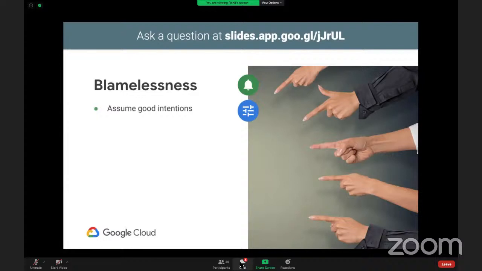In a culture of blameless postmortems, there is a basic assumption that people involved are acting in good faith. They are doing the best job they can with the knowledge and the tools they have. Assume good intentions. You can identify causes without implicating people.